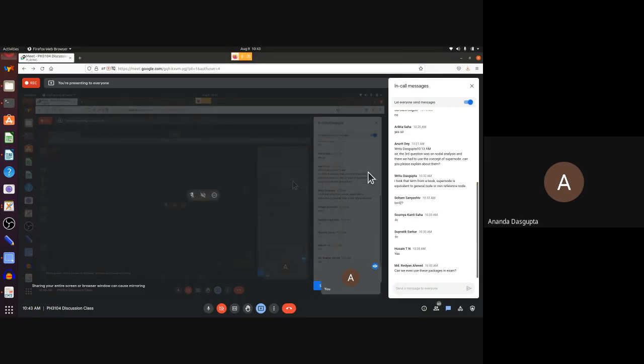Can we even use these packages in exam? Depends. If it's online, yes. If it's offline, no, because you will not have access to those packages. So we don't know whether it will be online, offline yet, right? Because there is a chance that by the time your INSEM exam comes around, you may be able to come to campus. At least we are hoping for that. Well, no guarantees, of course.